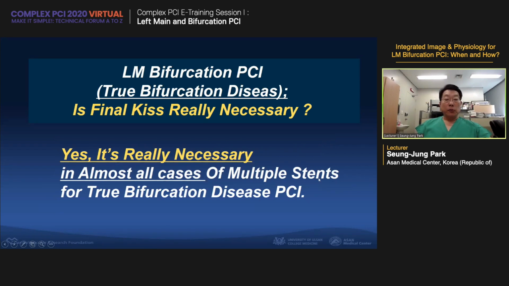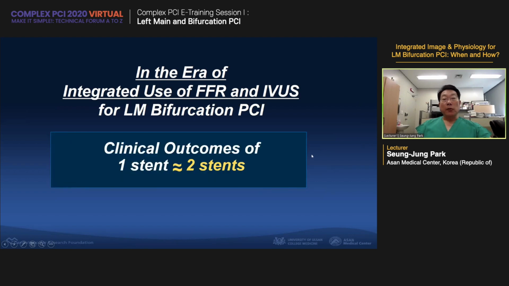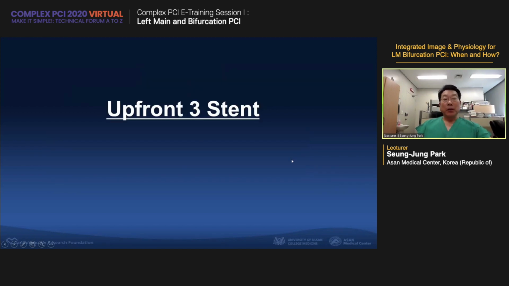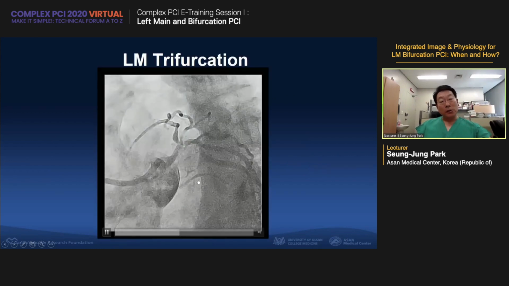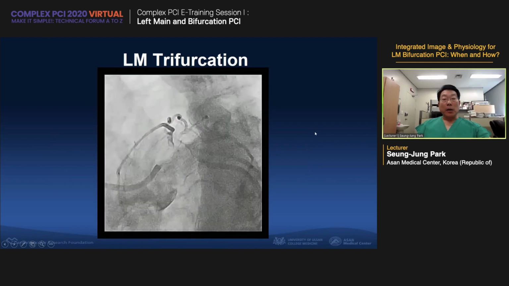So, multiple stent for true bifurcation disease PCI. So in the era of integrated use of FFR and IVUS for the main bifurcation PCI, if you look at some data, maybe Shaoliang Chen will show us that clinical outcomes of one stent or two stents are almost equivalent. So I would like to show a final complex upfront 3 stent for the main disease. This is truly trifurcation, including the Ramus branch, circumflex.